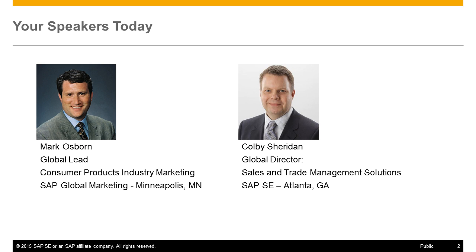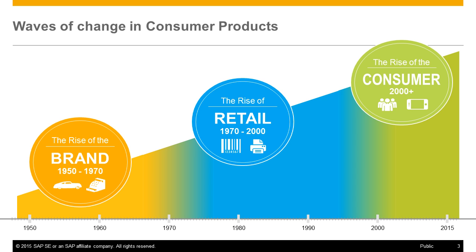I think that the opportunity in consumer products really starts with this unprecedented wave of change that we see the industry going through. It started with the shift in power, with brands rising in power in the 1940s and 1950s through the 1970s, and CP companies developing operating models focused primarily on advertising and building brand awareness to cultivate brand loyalty.